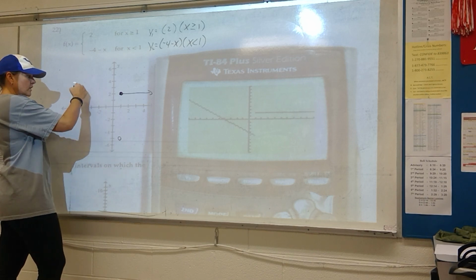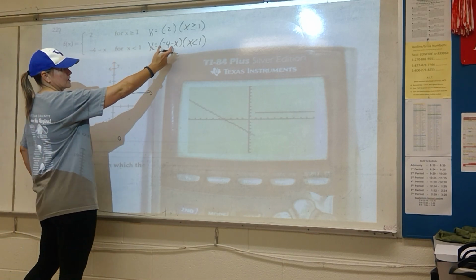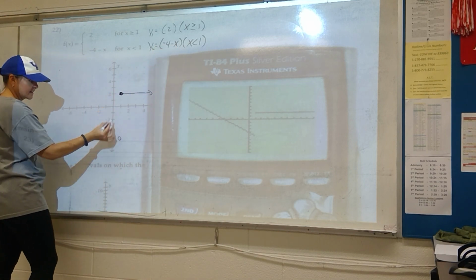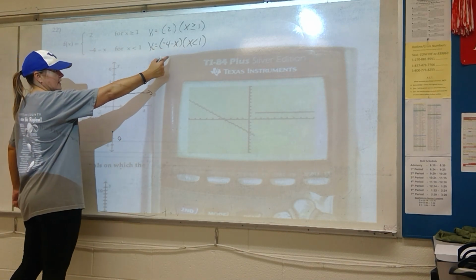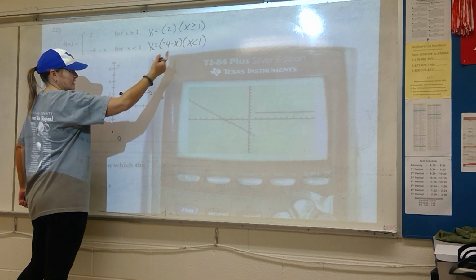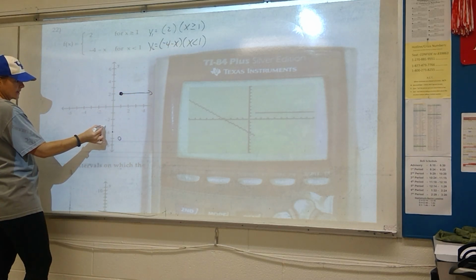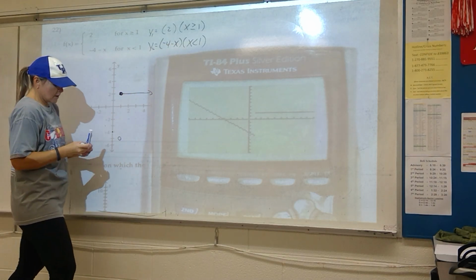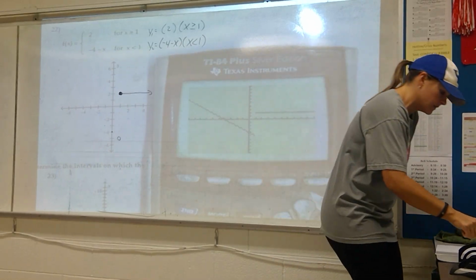Okay, now, if you want other points, you could plug in other points. Like you could put in 0. -4 minus 0 is -4. That'd be right here. If you plug in -1, -4 minus -1 is -4 plus 1, that's -3. Okay? You could keep doing that, or you could use your table of values again.